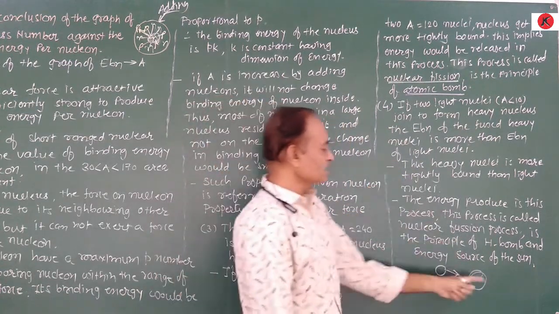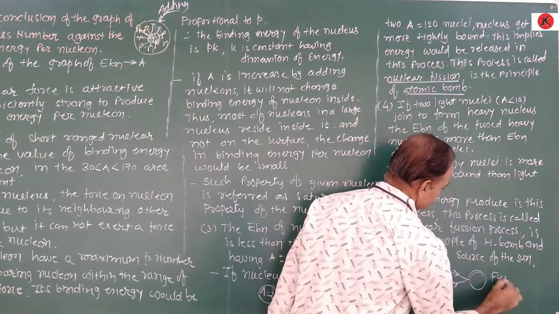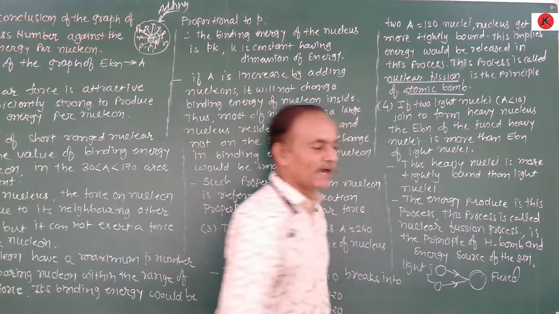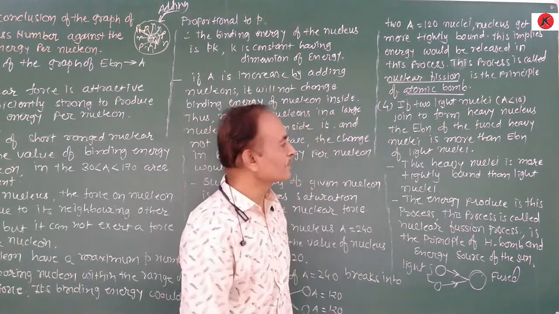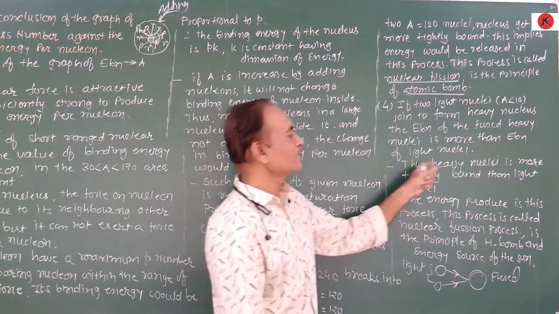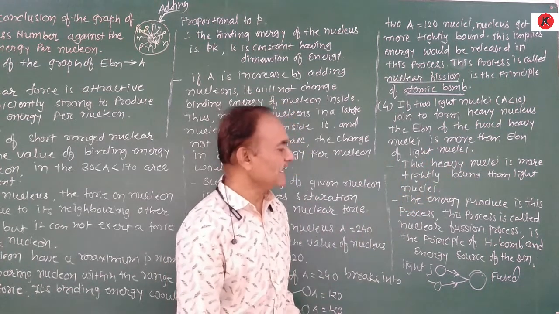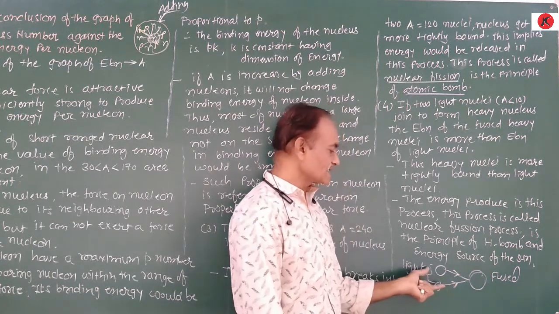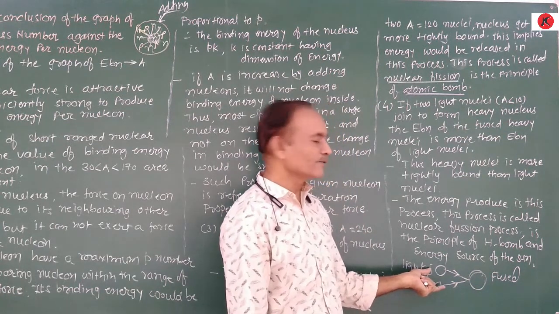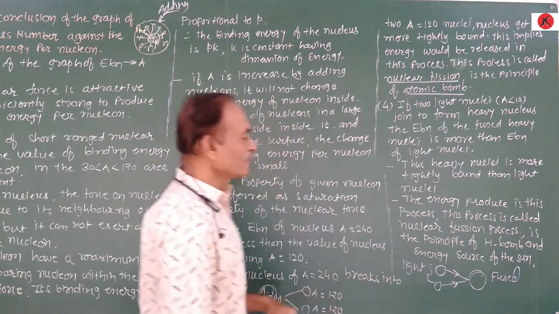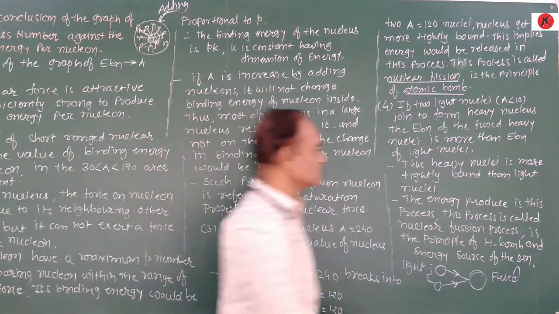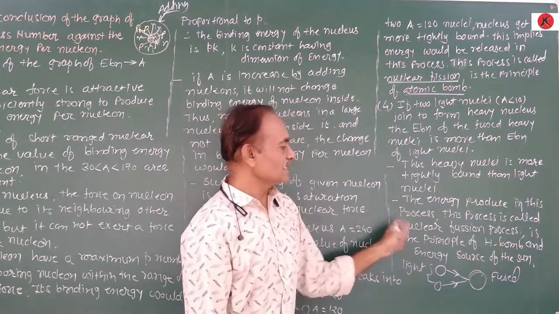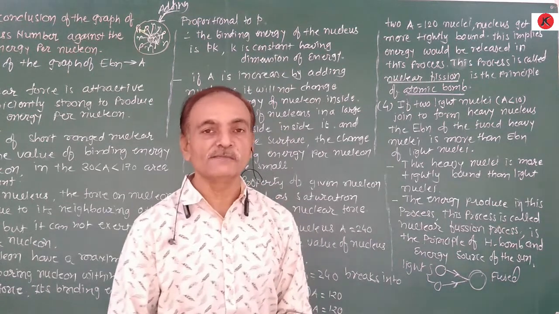So the binding energy per nucleon of the fused nucleus is more than that of the light nuclei. This heavy nucleus is more tightly bound than the light nuclei, so the produced nucleus is more tightly bound than the two light nuclei. The energy produced in this process is also known as the nuclear fusion process.